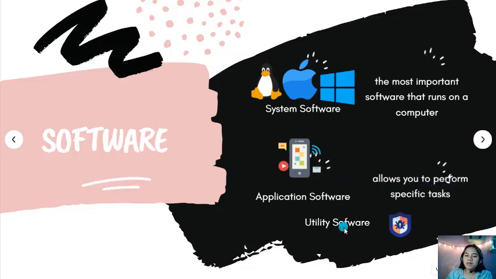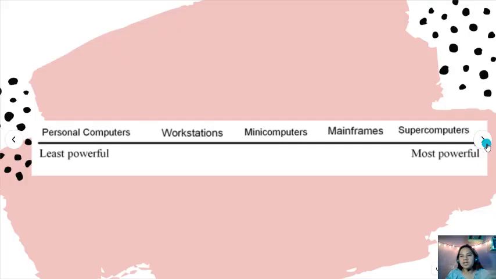Now, by the way, some sources include utility software as part of application software. What does utility software do? Utility software performs tasks such as antivirus software and disk management software, for maintaining your devices.